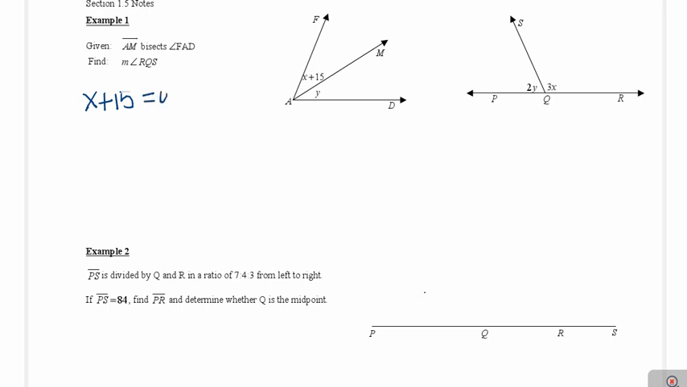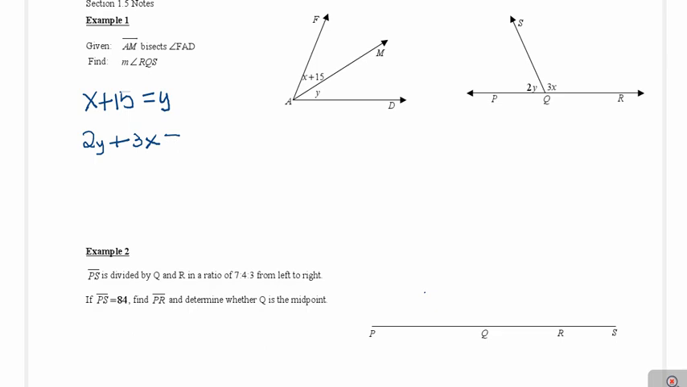Now, unfortunately, we can't solve this equation because it has two variables. So let's look at the second diagram. We can assume PQR is a straight angle, which means it adds to 180 degrees. So if I add those two angle measures together, they have to add to 180. So my second equation is 2y plus 3x equals 180.